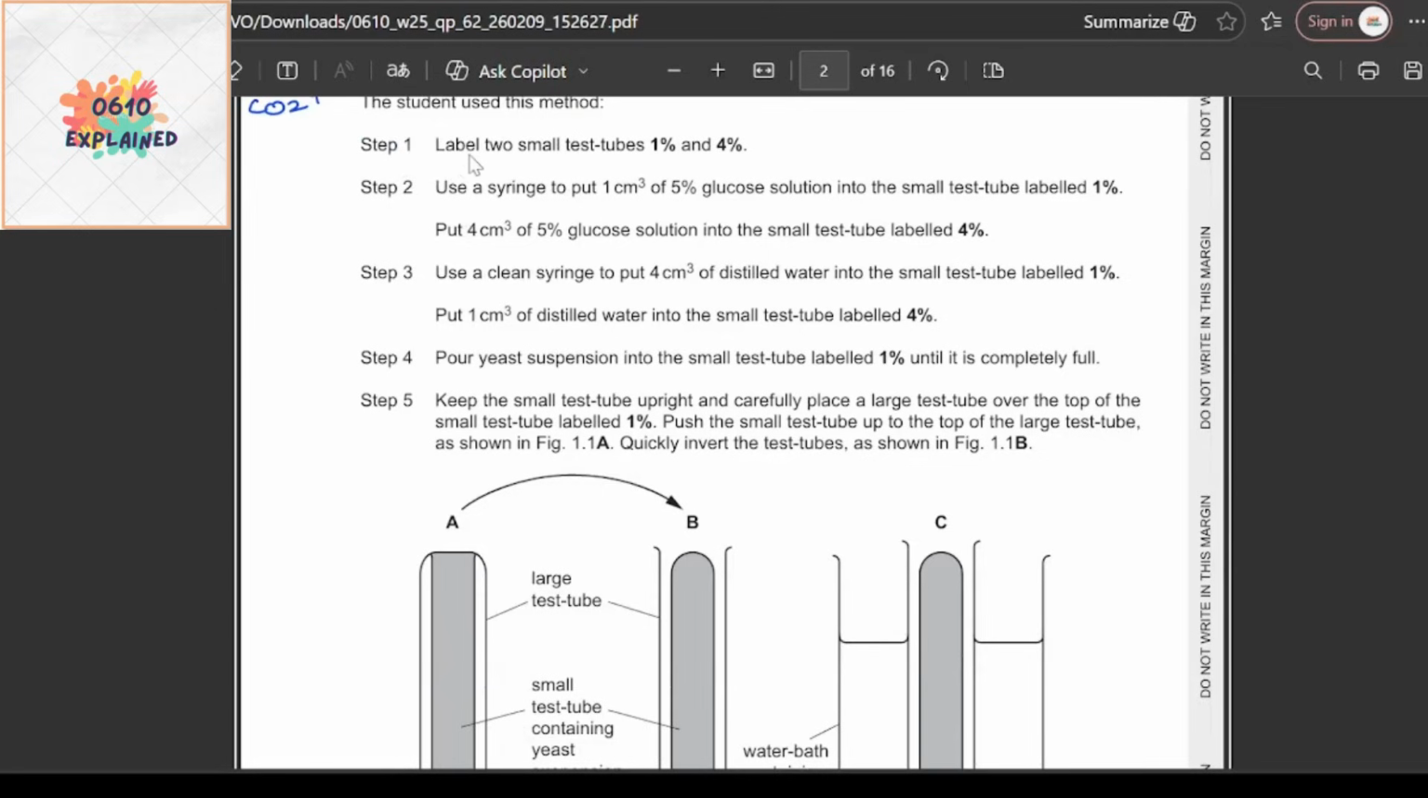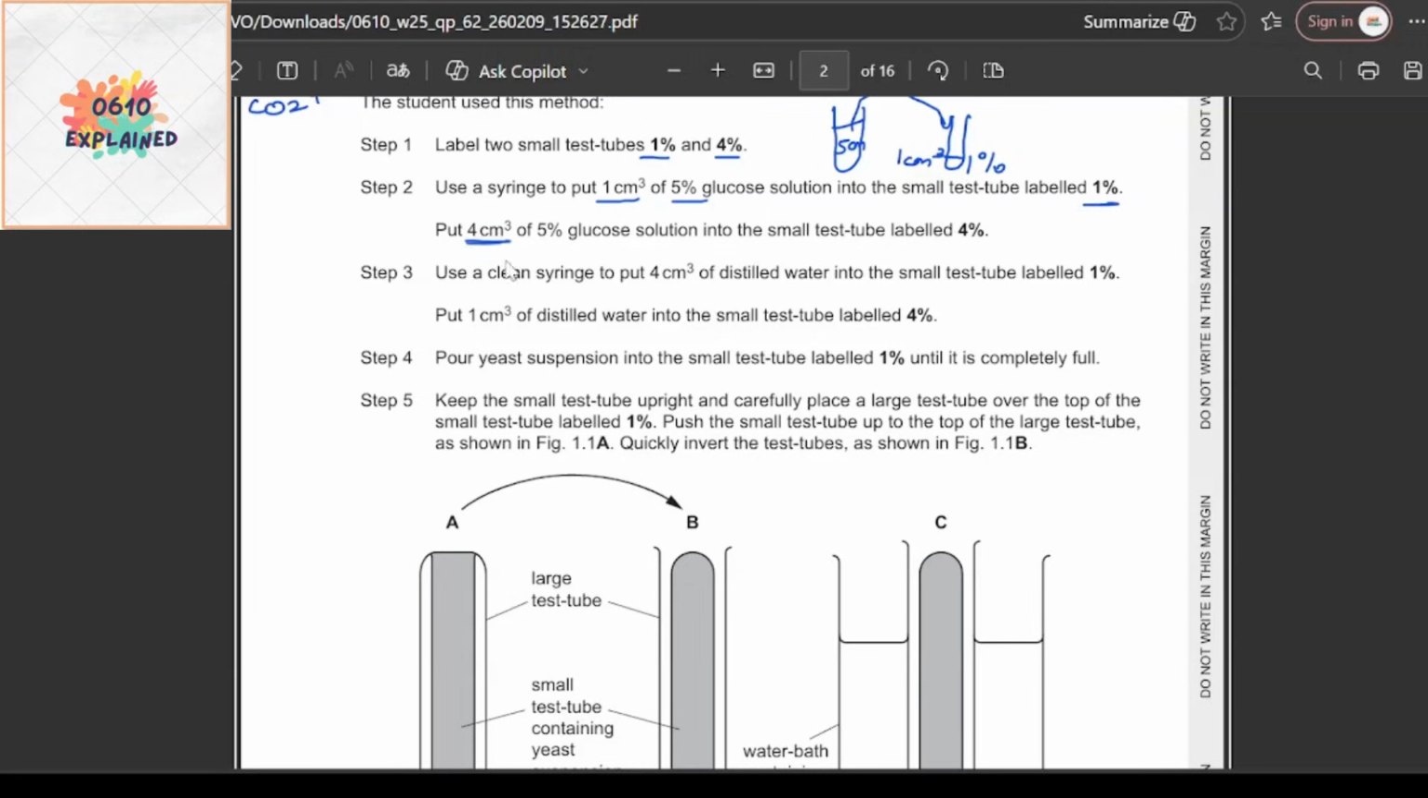They labeled two small test tubes as 1% and 4%. Using a syringe, put 1 cm cube of 5% glucose solution. So suppose here in the test tube I have 5 cm cube. They have taken another test tube which they had labeled 1% and they have added 1 cm cube from here to here. Okay, so now they have 1 cm cube, that's the volume of glucose solution that is added in the test tube which was labeled 1%.